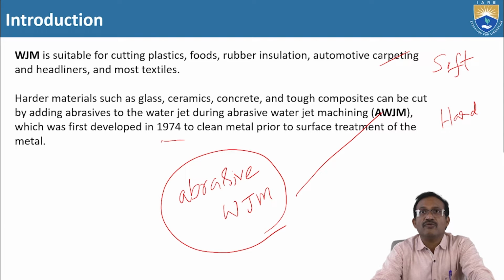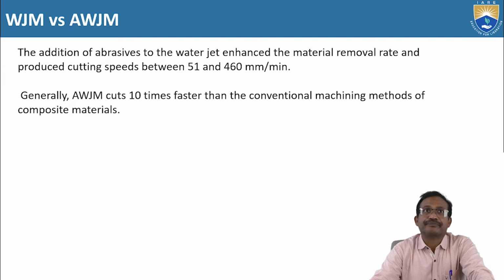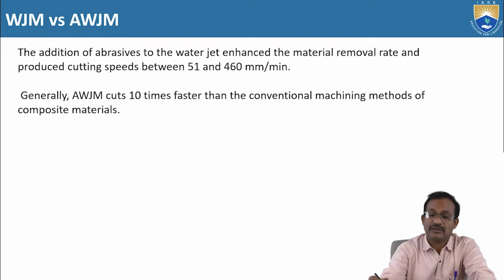Usually when we hit a surface of any plate with sharp-edged abrasives, it can be cleaned if it has some dirt or unwanted particles deposited on the surface because of climate conditions. Now, the addition of abrasives to the water jet enhanced the material removal rate and produced cutting speeds between 51 to 460 millimeters per minute.